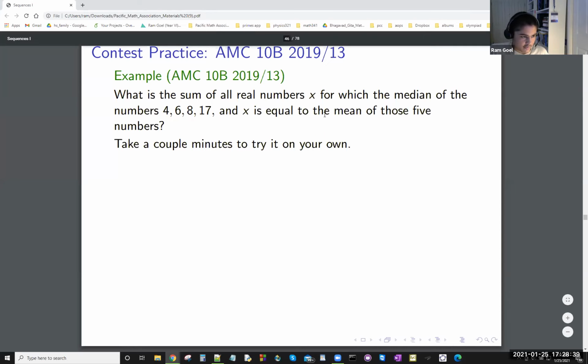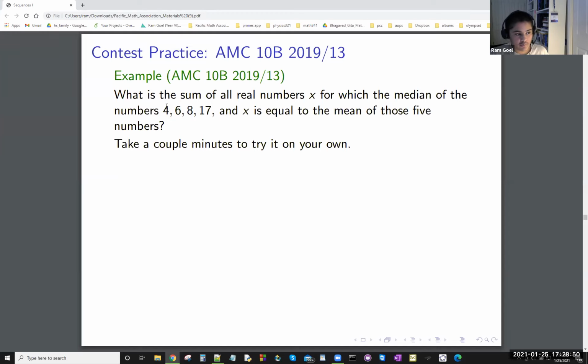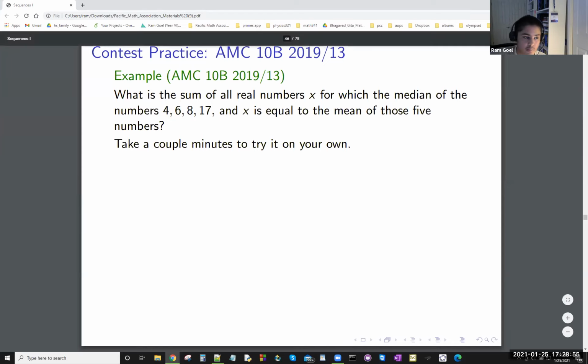The question is, what is the sum of all real numbers x for which the median of 4, 6, 8, 17, and x is equal to the mean? So we have this list 4, 6, 8, 17, and x. Find all x for which the mean and median are equal.